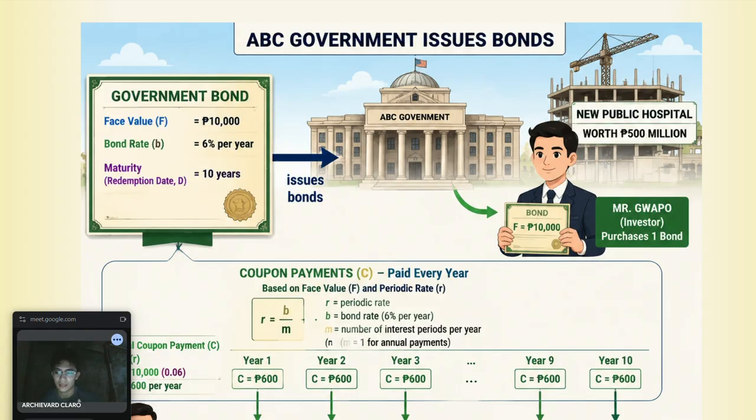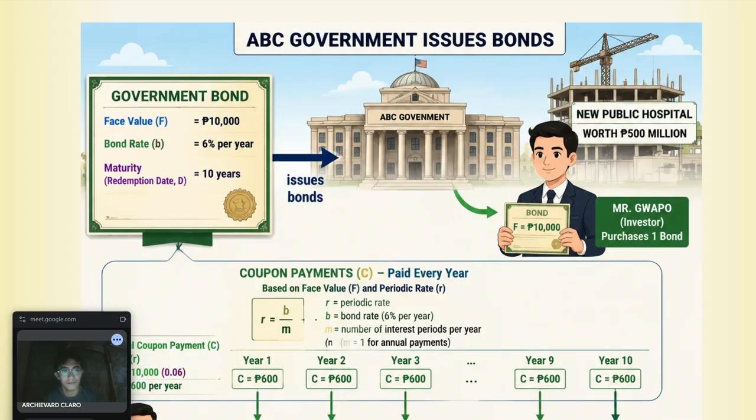Mangungutang siya pero sa ibang paraan. Gagamitin niya ang bond. The ABC government issues bonds where investors will buy those bonds. As you can see here, ABC government issues bonds with a face value of 10,000, bond rate of 6% per year, and maturity is 10 years, or the redemption date.